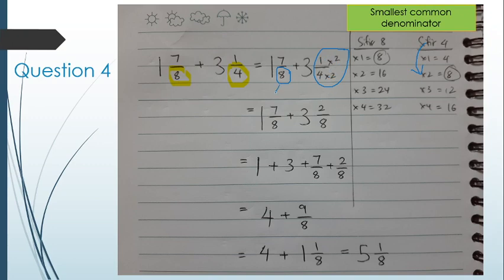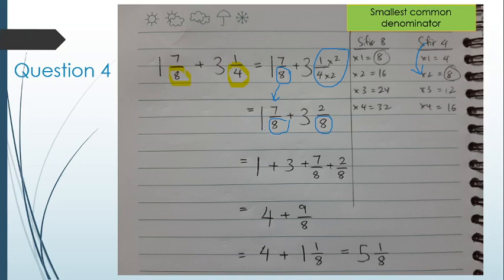So this one the same, did not change. 1 7 over 8 plus 3 2. 1 times 2 is 2, 4 times 2 is 8. So 3 2 over 8, 2 over 8. So look here, the denominator is the same, 8, right? So be careful here because we are adding fraction.